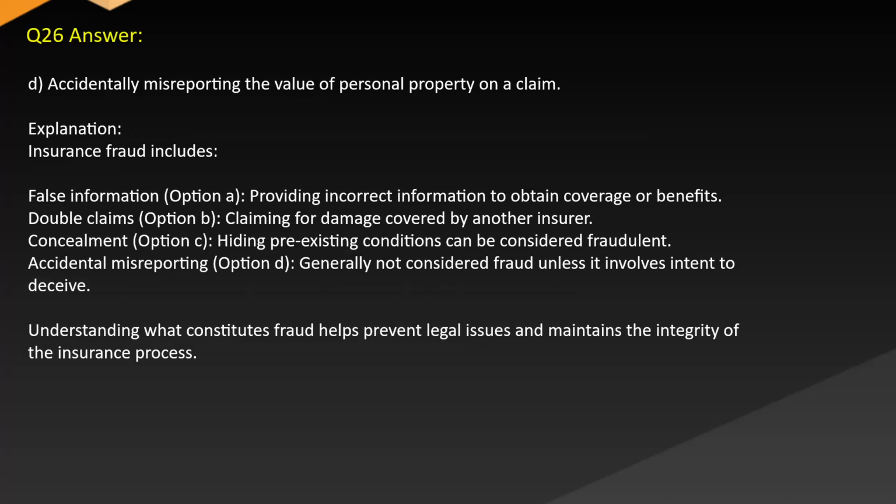Answer: D. Accidentally misreporting the value of personal property on a claim. Explanation: insurance fraud includes false information, option A, providing incorrect information to obtain coverage or benefits. Double claims, option B, claiming for damage covered by another insurer. Concealment, option C, hiding pre-existing conditions can be considered fraudulent. Accidental misreporting, option D, generally not considered fraud unless it involves intent to deceive. Understanding what constitutes fraud helps prevent legal issues and maintains the integrity of the insurance process.